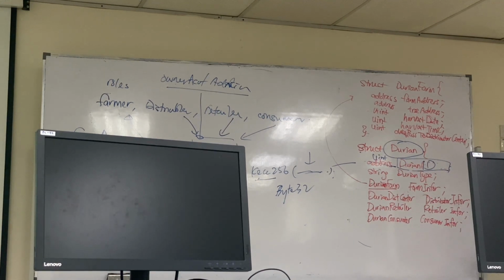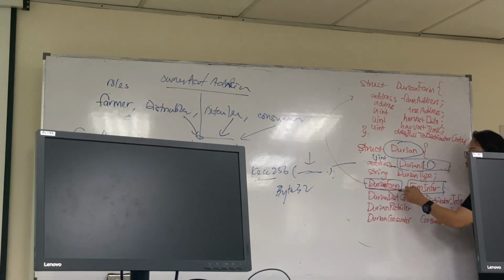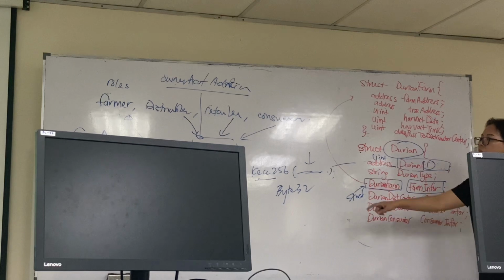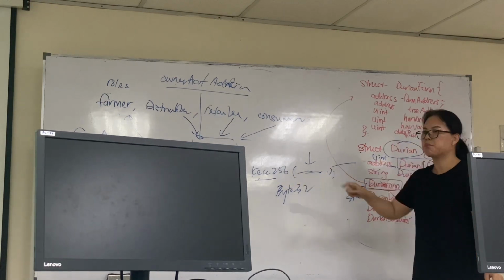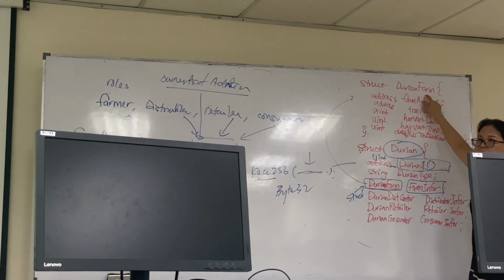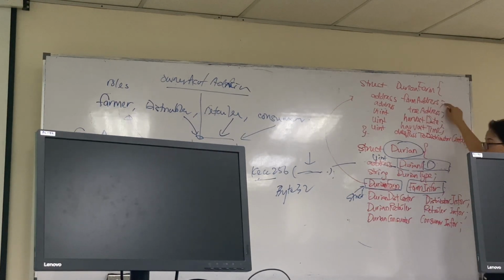Okay? Then you have a durian type like D24 Musang King and so on. Then the durian farm info, that's the thing you can see. I have farm info, but I made it a durian farm. Why did I create another struct over here? Now I'm assuming I have farm A, farm B, farm C over there, so I want to have a durian farm. The durian farm has the address.